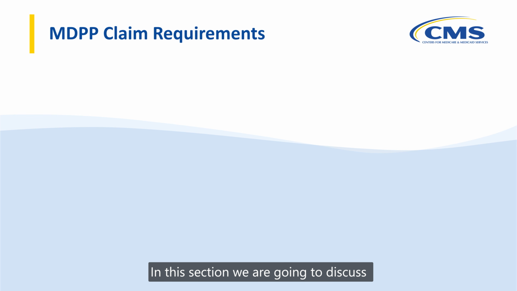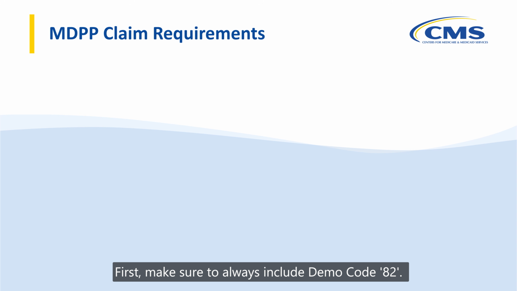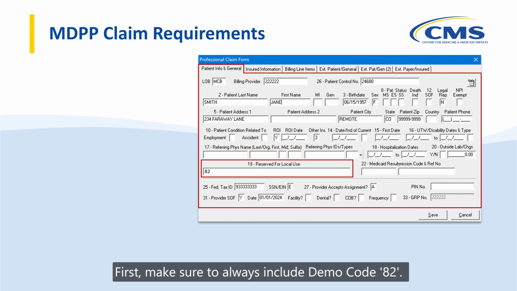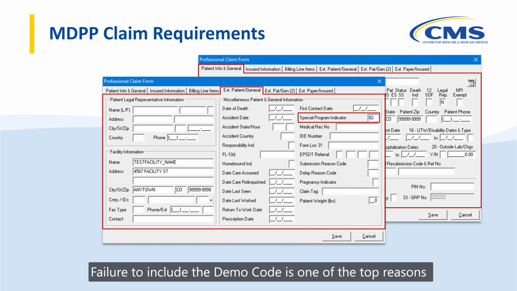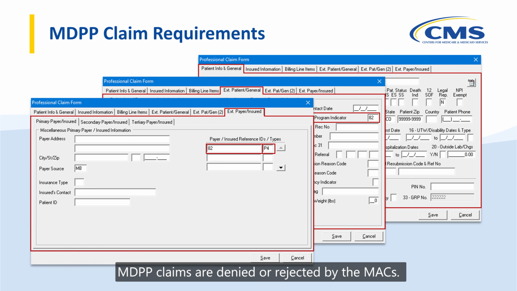In this section, we are going to discuss some select MDPP claim requirements and common issues that have been seen in denied or rejected MDPP claims. First, make sure to always include the demo code 82. Failure to include the demo code is one of the top reasons MDPP claims are rejected or denied by the MACs.